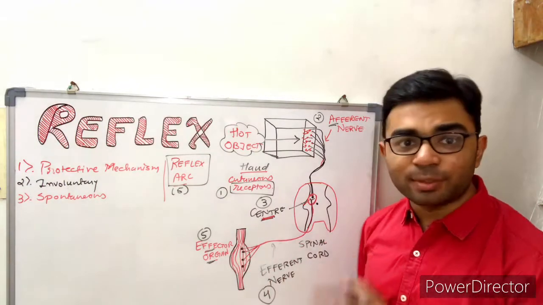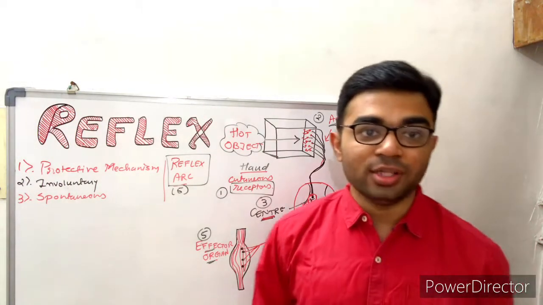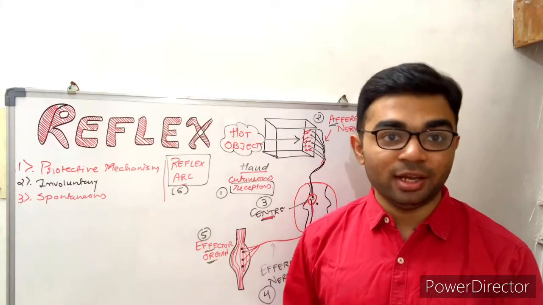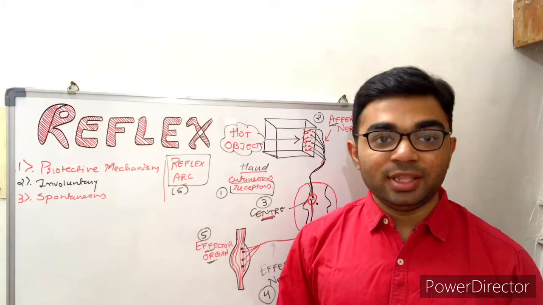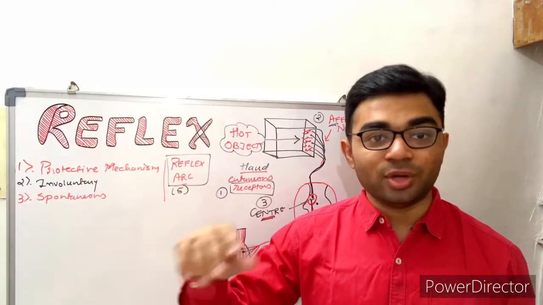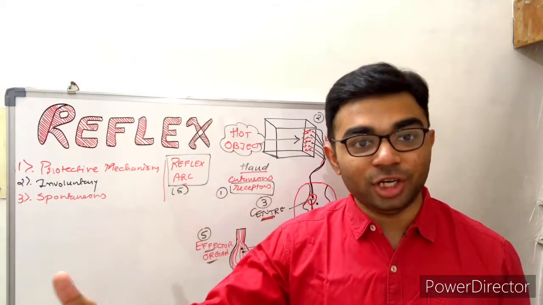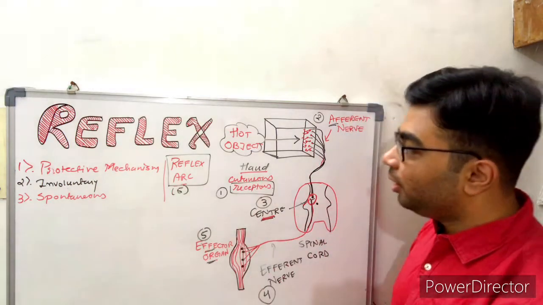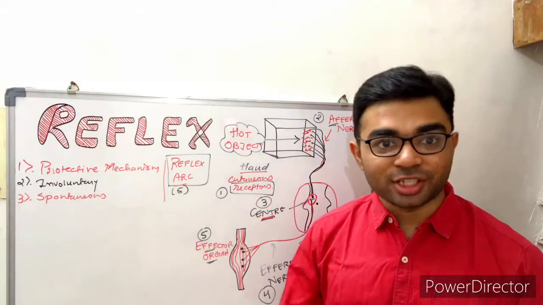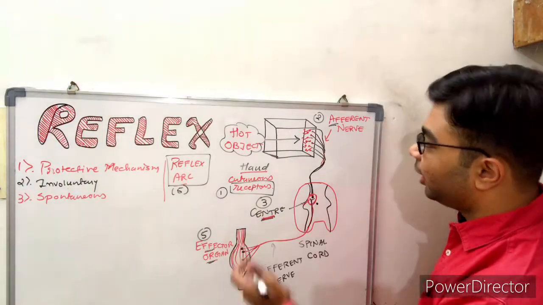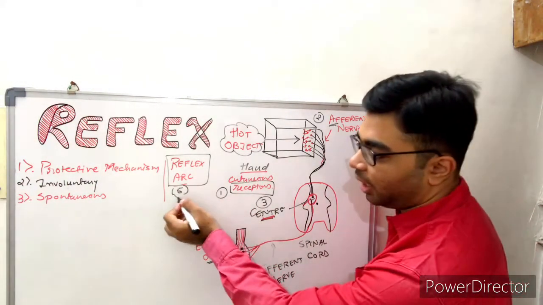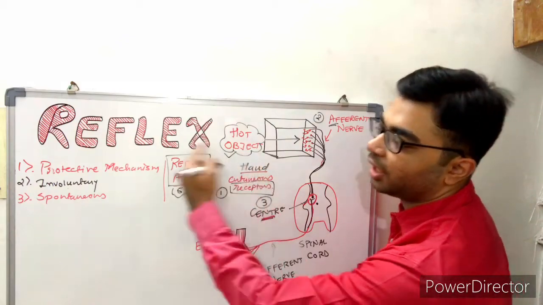To understand the stimulus, I have made a video on the action potential and how the nerve impulse travels in a nerve fiber with alteration in the cell membrane. I recommend that you go and watch that video to understand the action potential in detail. Here in this video, we are mainly focusing on the reflexes. So that is the whole diagram of the reflex arc as well as the example.